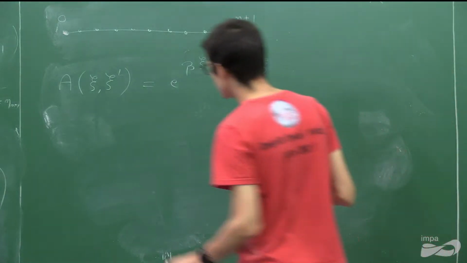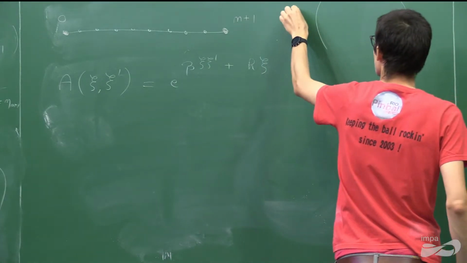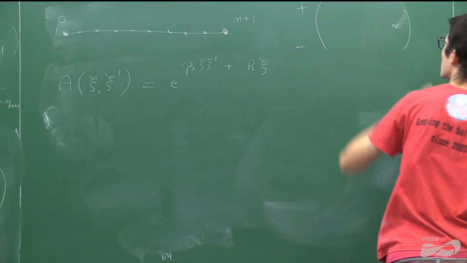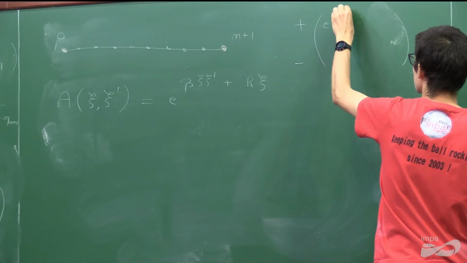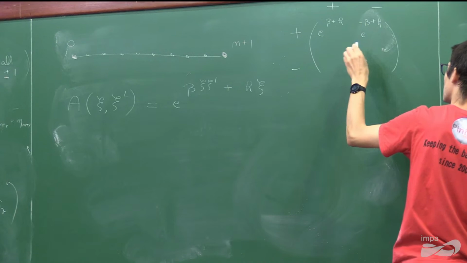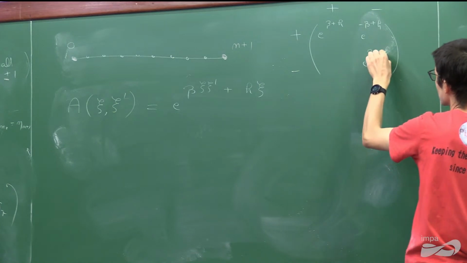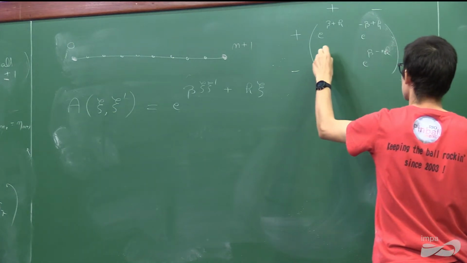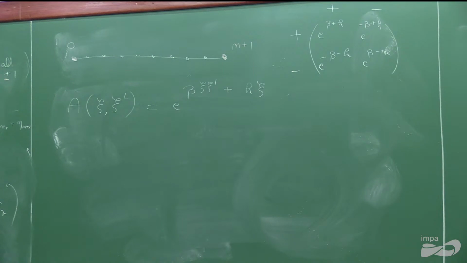Okay, and now if you write A as a matrix, and here it's plus, minus, what you get here is exponential beta plus h, exponential minus beta plus h, exponential minus beta minus h, exponential beta minus h. Plus means plus 1 and minus means minus 1.